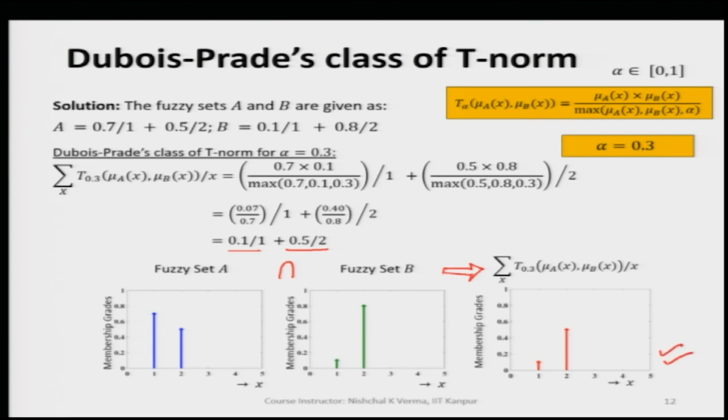So, what we have done in this Dubois-Prade class of T norm, we applied the Dubois-Prade class of T norm for taking the intersection of fuzzy set A and fuzzy set B, and then the resultant fuzzy set we have obtained based on the Dubois-Prade class of T norm. And we see that when we increase the value of alpha, like in the first case we took alpha equal to 0.1, the second case we took alpha equal to 0.2, and then we took alpha equal to 0.3, and we can see here the values of the membership.